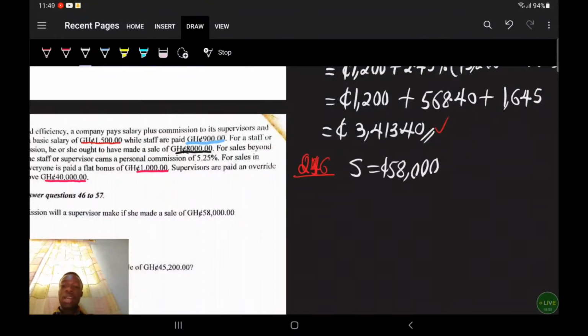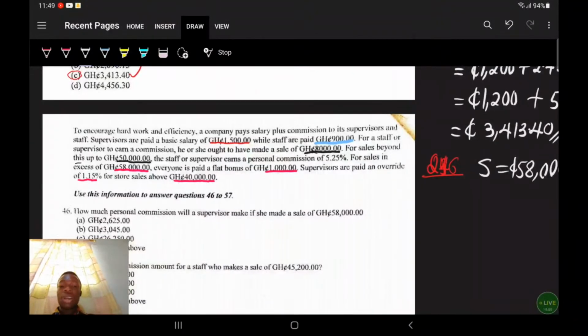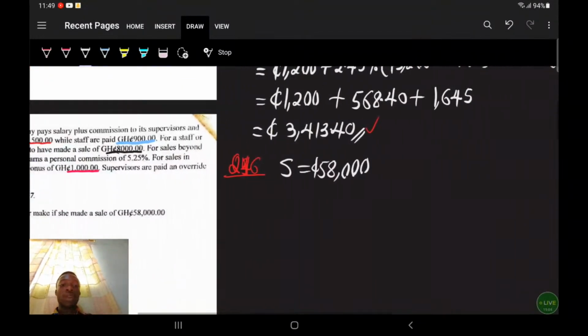So in that case, we are given a minimum quota and a maximum quota, and they are saying that for any supervisor or a staff to earn a commission, it should be within that quota range, right? So the range is between 8,000 and 50,000. So the only commission that the supervisor can earn is going to be within this range, 8,000 and 50,000, irrespective of the sales that you made.